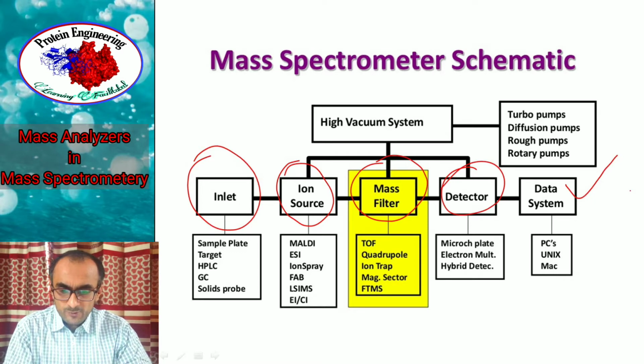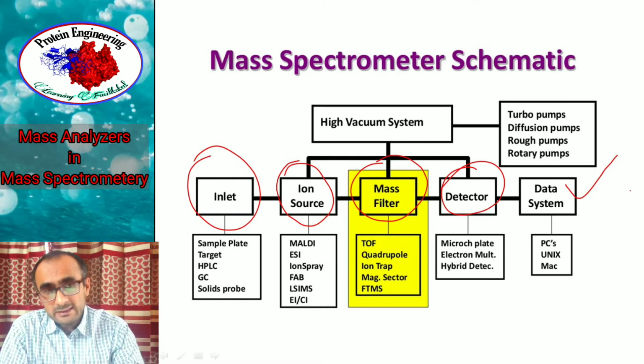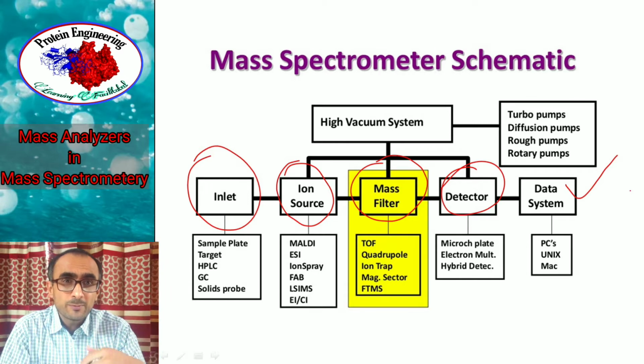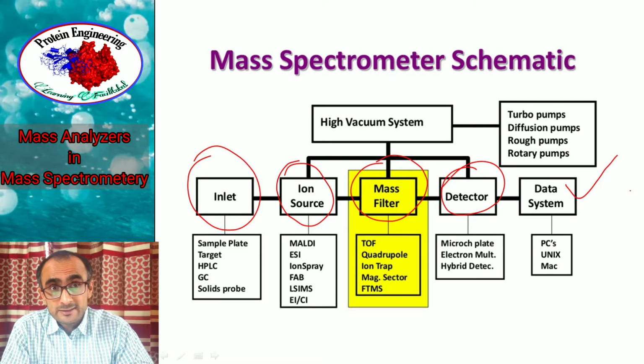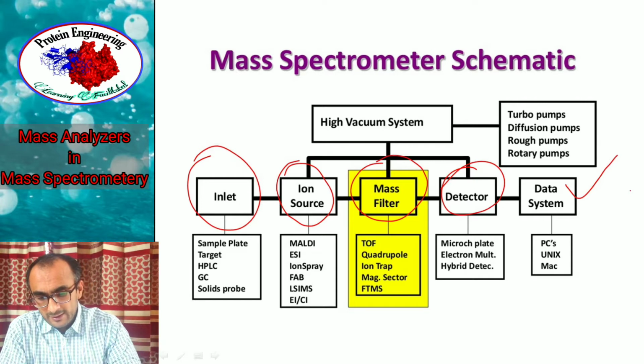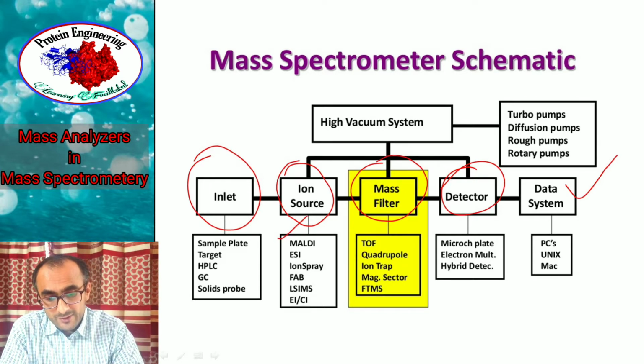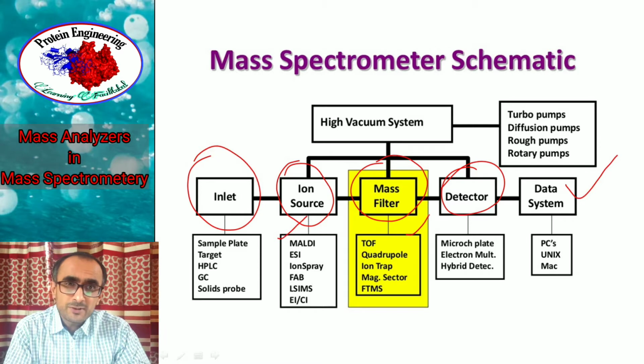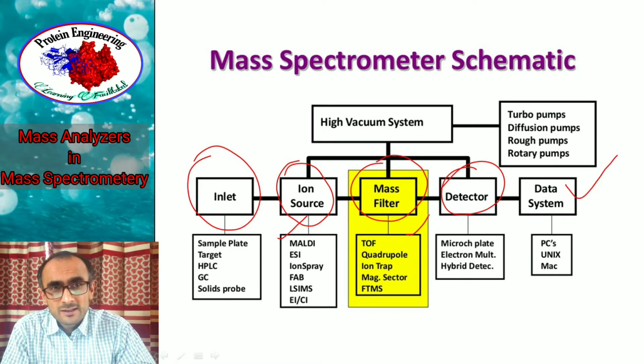There are different types of methods which are used for the ionization of different types of analytes. Those we have also covered in a separate lecture about different methods of ionization in mass spectrometry. In today's lecture we will talk about different types of mass analyzers. Each and every mass analyzer is compatible with some or other method of ionization in mass spectrometry.